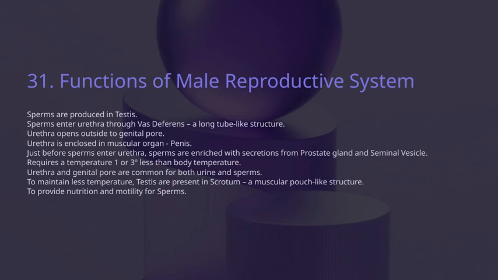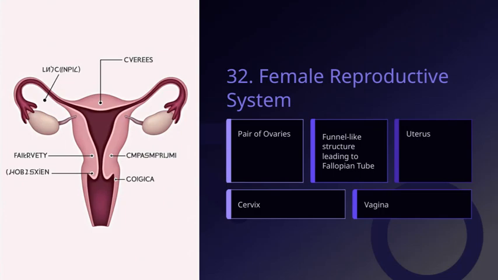sperm development. In summary, the testes produce sperms, which are then transported through the vas deferens to the urethra, enriched with secretions from accessory glands, and finally expelled outside through the genital pore, all while maintaining the necessary temperature for healthy sperm development. Now let's take a closer look at some of the key structures of the female reproductive system.